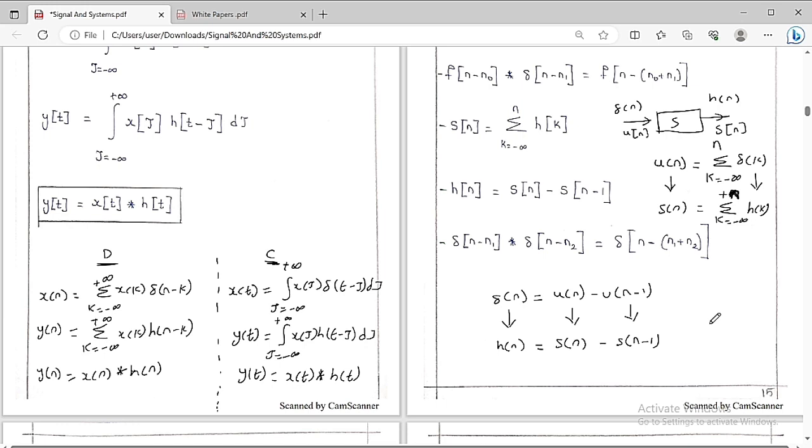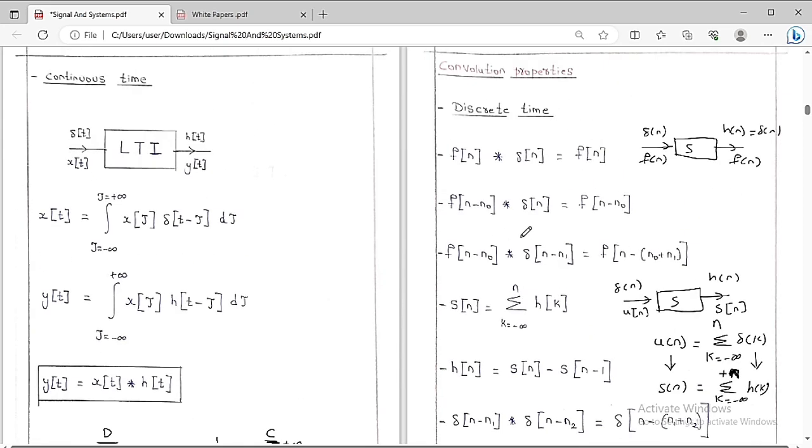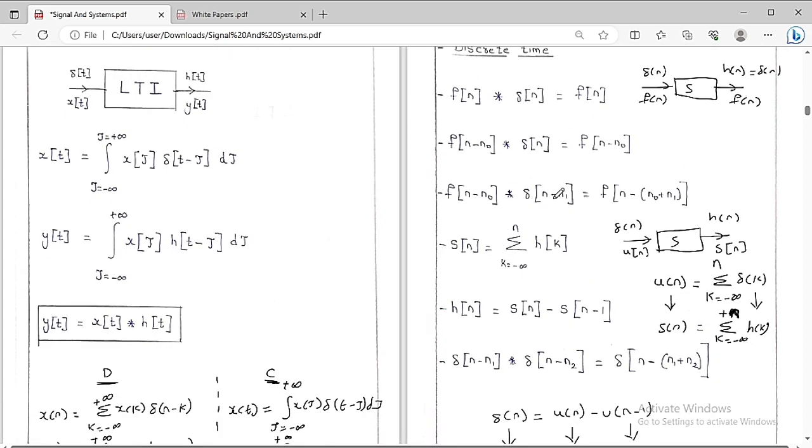If you know the input signal relations, then you can get the output signal response also. So s of n is equal to sigma k equals minus m to n of h of k, and h of n is equal to s of n minus s of n minus 1. Then the next formula is delta of n minus n1 convolved with delta of n minus n2 is equal to delta of n minus (n1 plus n2). Same formula. This formula we have just discussed, right?